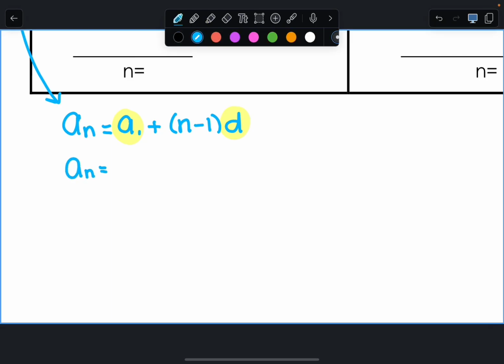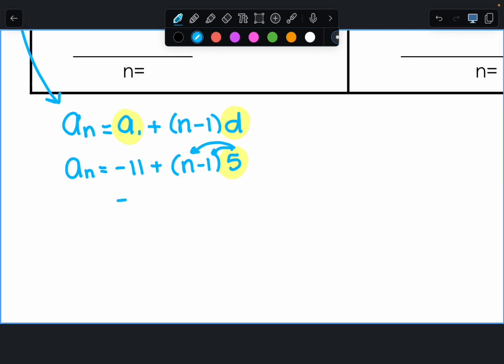So what was our first term in the sequence? Negative 11. So negative 11 plus n minus 1, and our common difference was 5. Now, to write this in explicit form, you must simplify it. So to simplify it, you're going to distribute that 5 backwards. Okay?